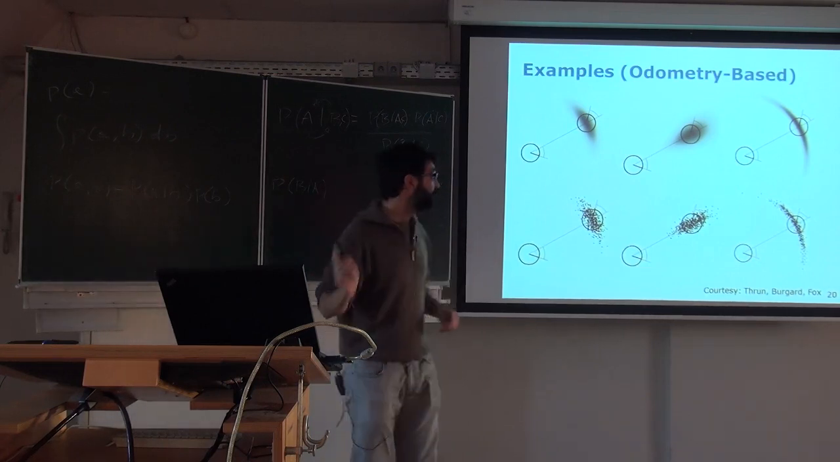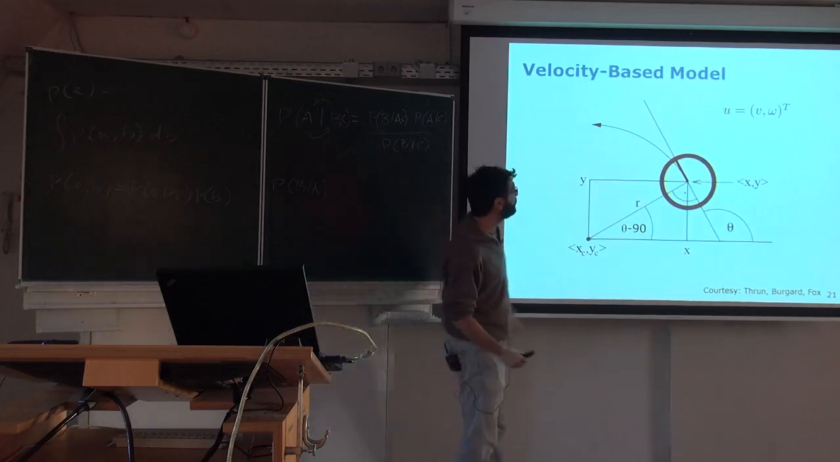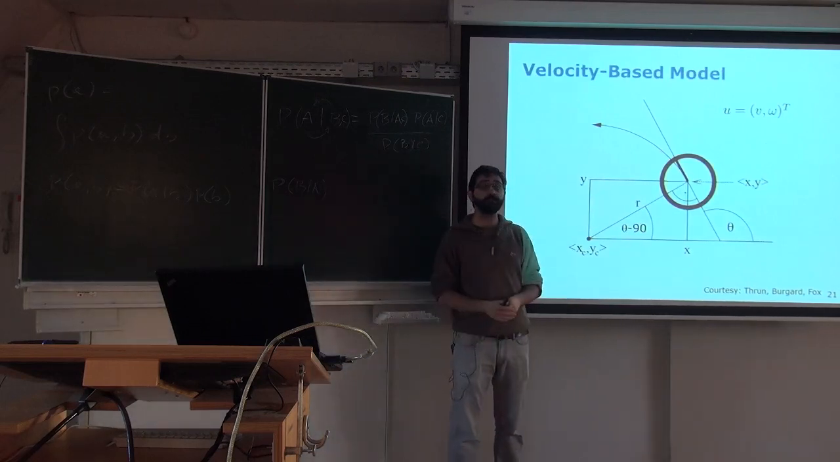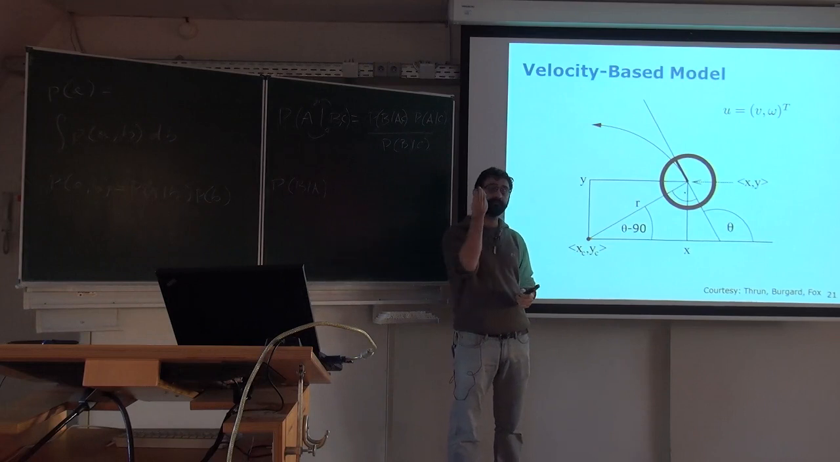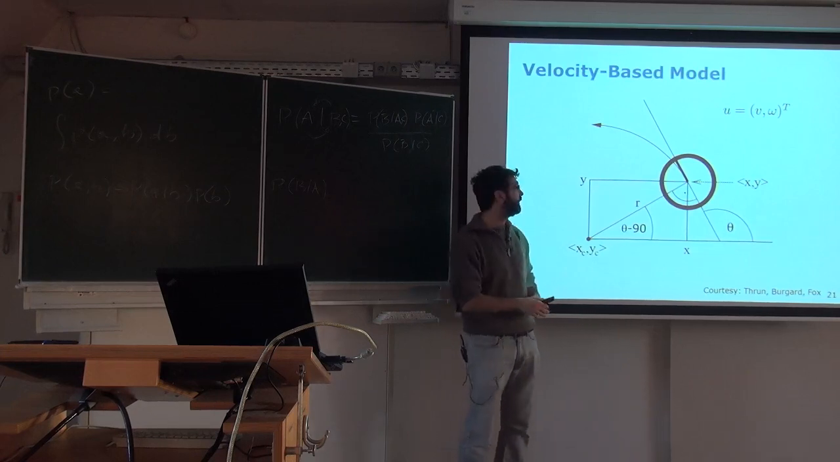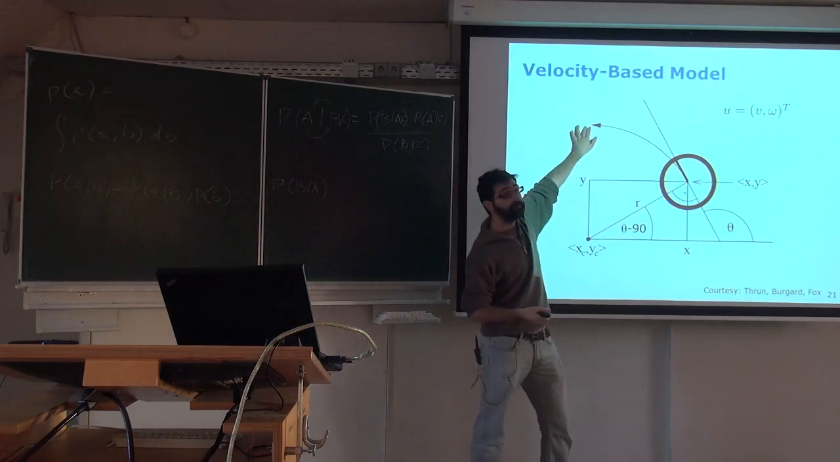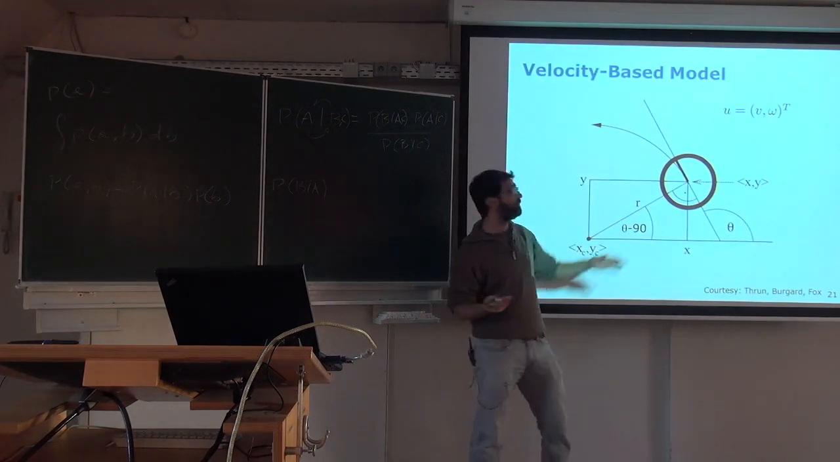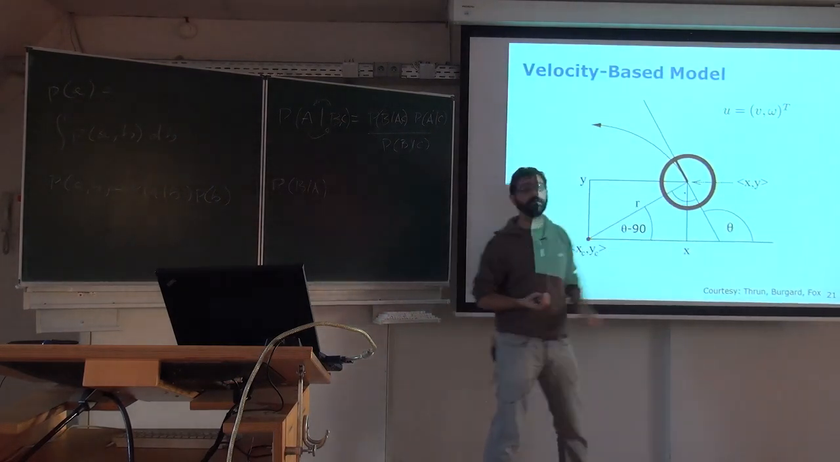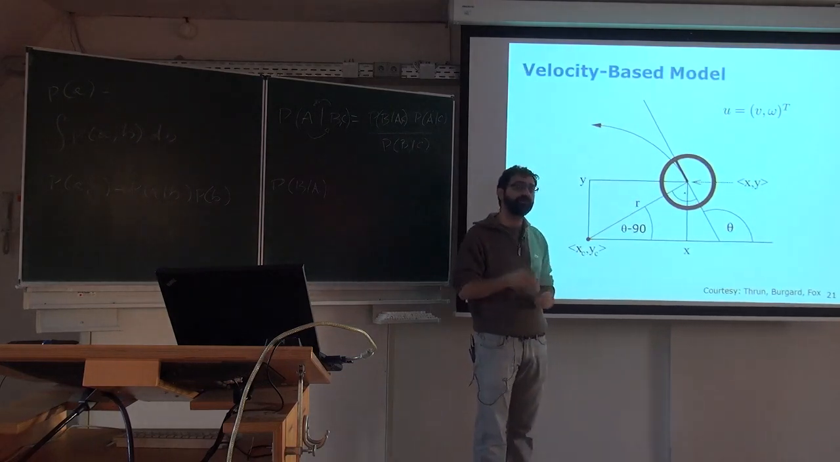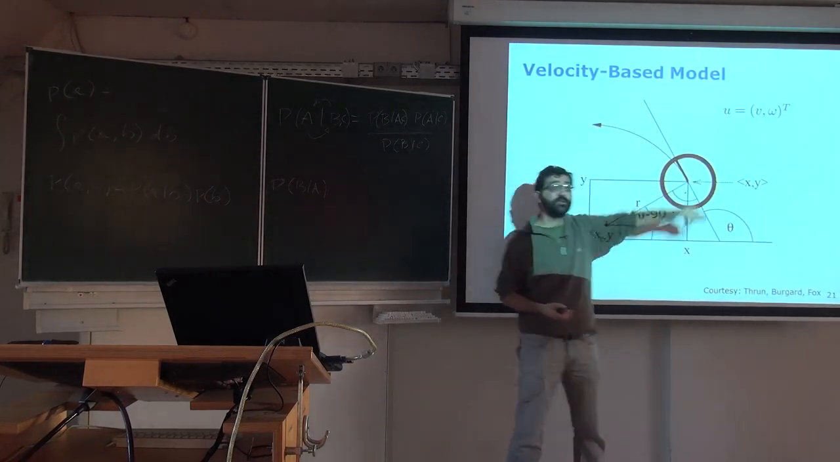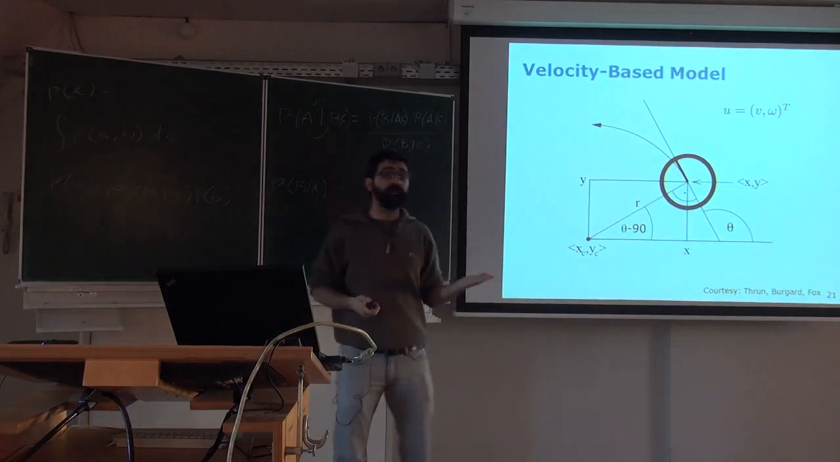The second model that we will consider is what's called the velocity-based model. The idea here is that we have this robot, it's a point mass, it has a translational velocity and it has a rotational velocity. When you combine the two, the robot will just move along an arc, okay? If rotational velocity is 0, the robot will just move along a straight line. If translational velocity is 0, the robot will rotate on itself, okay? So that's the idea there.